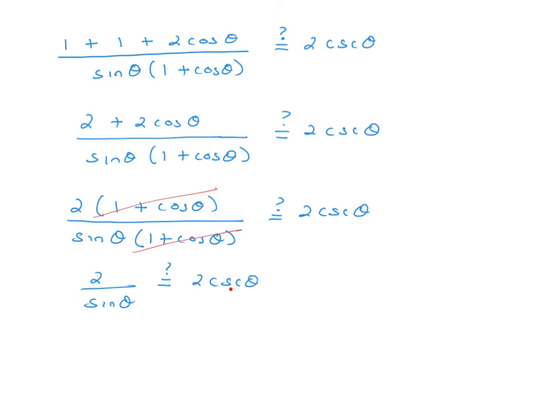The reciprocal of sine is cosecant. So 1 over sine is equivalent to saying cosecant of theta. We showed that the left and the right side are actually equal. That means each previous line is equal as well, and so is the original identity.